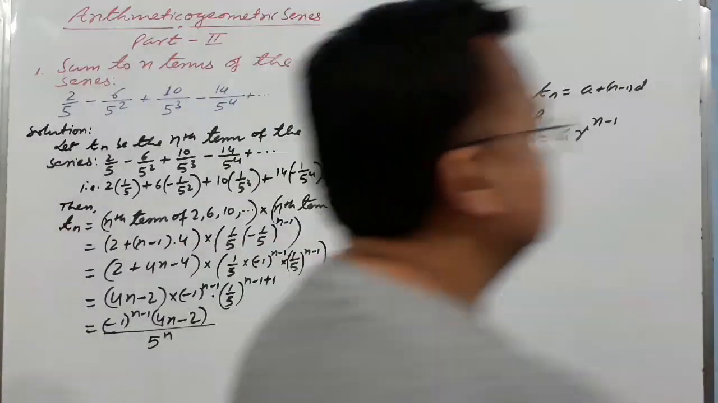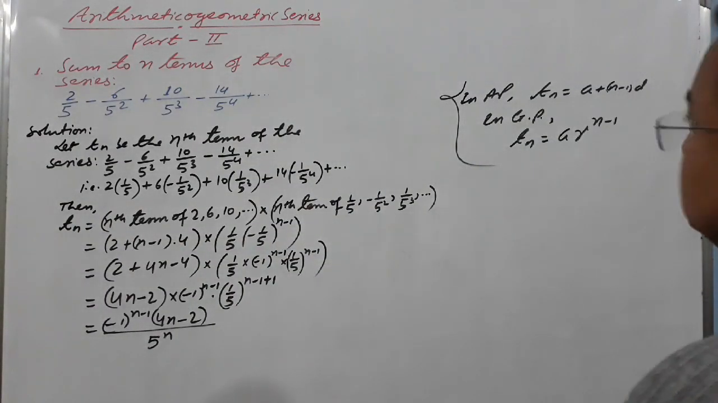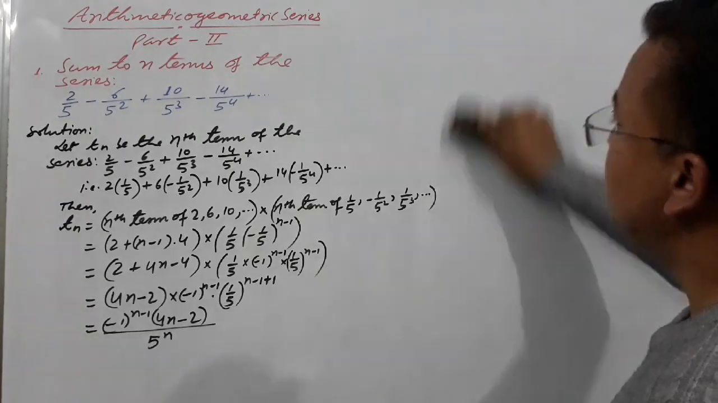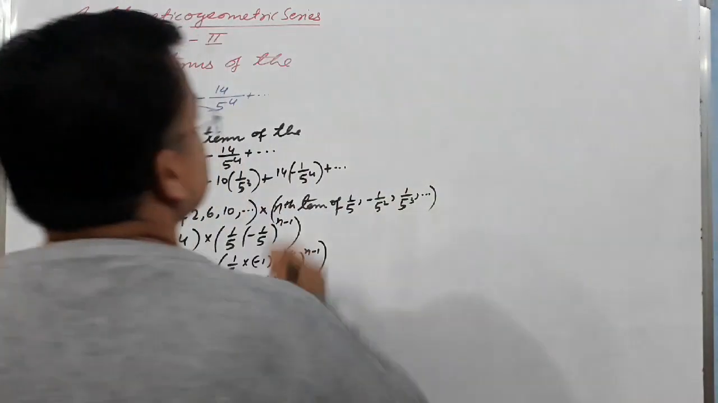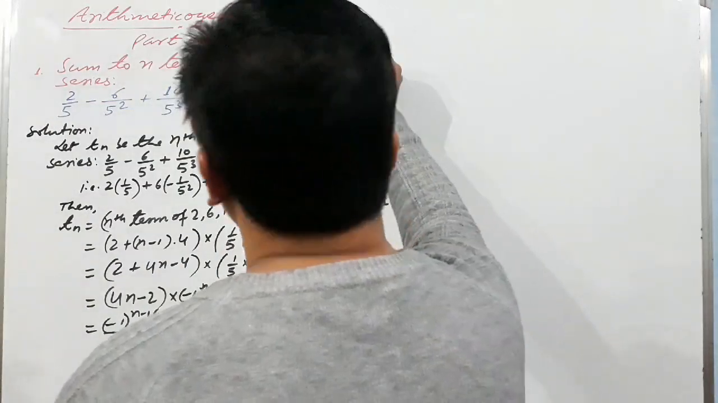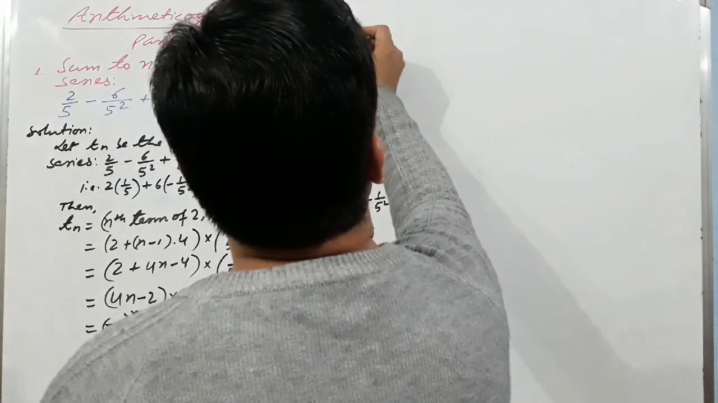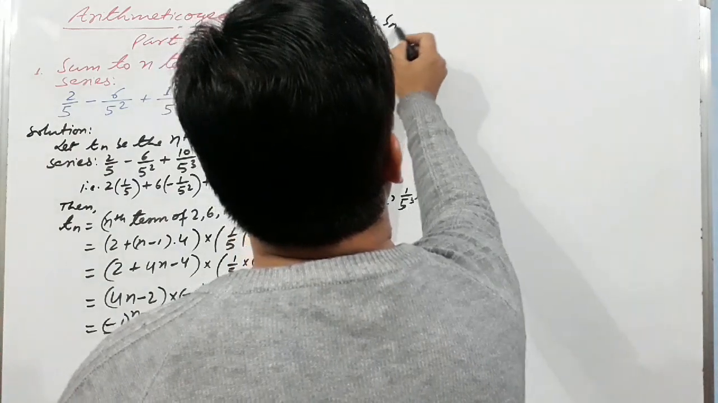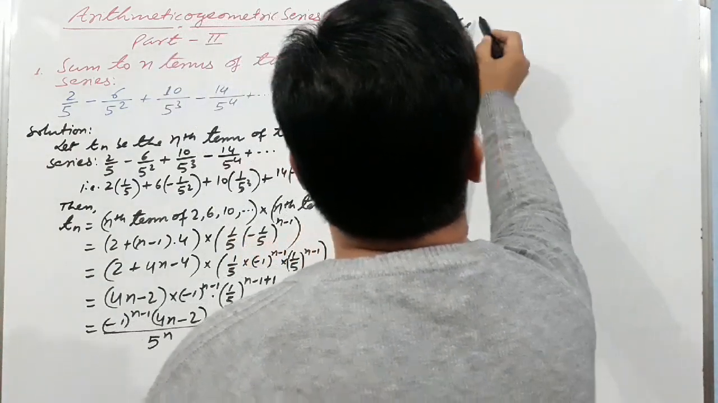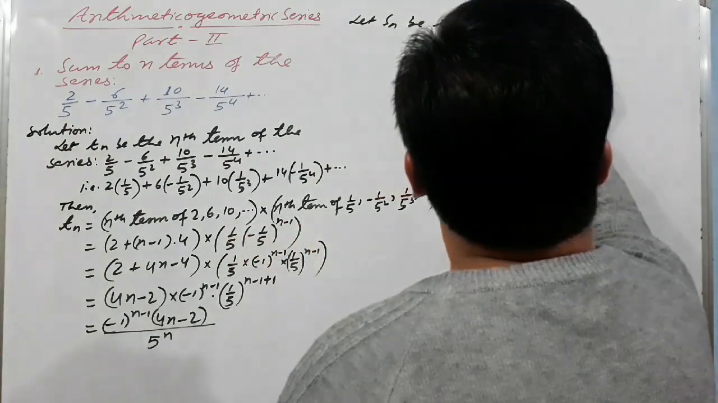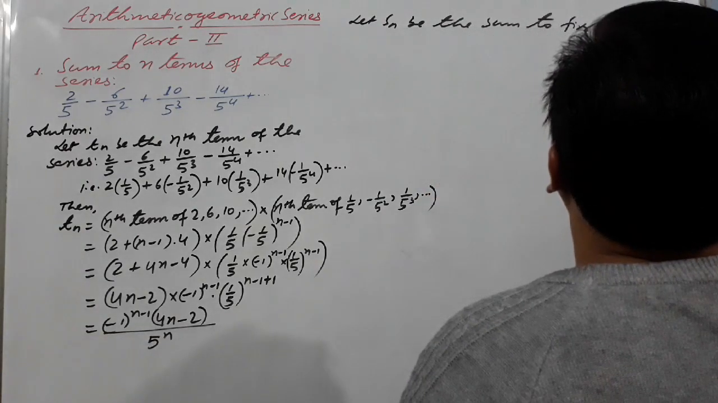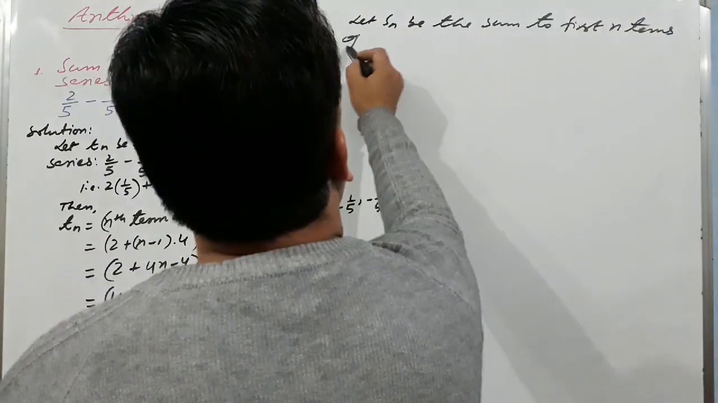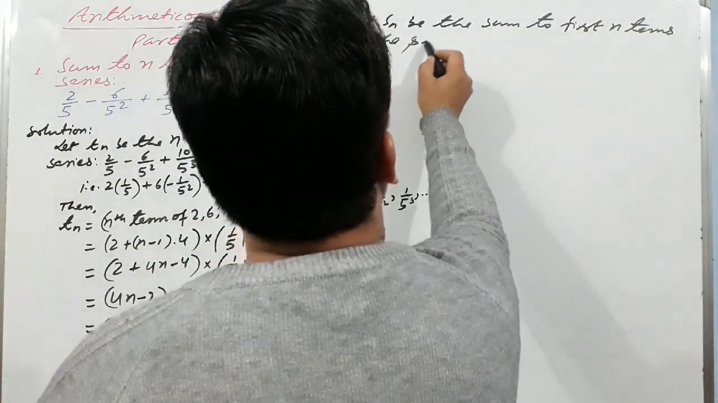Now, see the remaining portion of this question. I'm writing here now. Let Sn be the sum of the first n terms of this series.